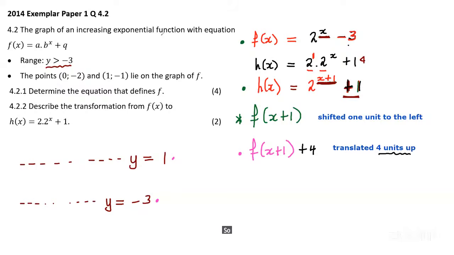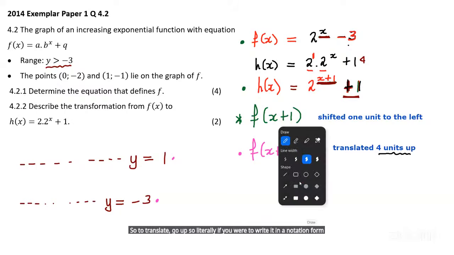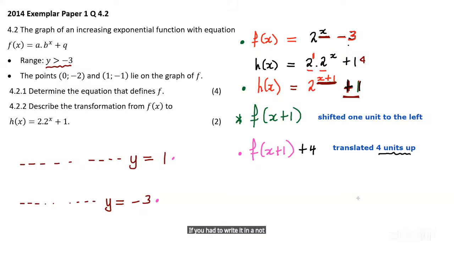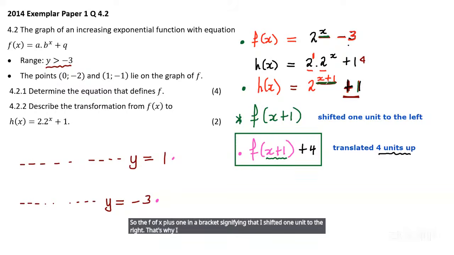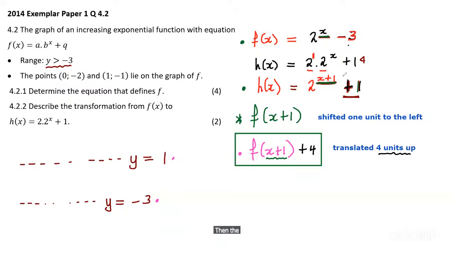So to translate, go up. If you were to write it in notation form, it will be f of x plus 1 plus 4. The f of x plus 1 in a bracket signifies that I shifted 1 unit horizontally. That's why I end up with the plus 1. Then the minus 3 shifted to a plus 1, from an asymptote of y is negative 3 to an asymptote of y is positive 1. I must have gone up by 4 units.